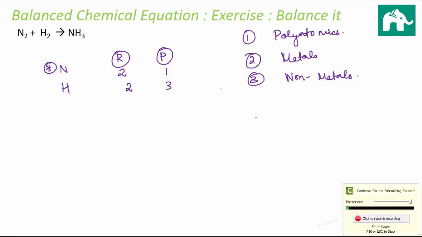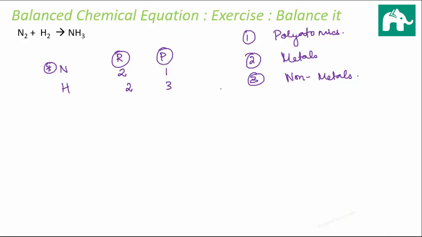So let's start balancing. In order to balance this, we need to multiply by 2 on the product side. So here we multiply by 2. But the moment we do that, we are also altering the number of hydrogen atoms on the product side. So now the number of hydrogen atoms on the product side became 6. So now in order to balance hydrogen, we need to multiply by 3 on the reactant side. So here we multiply by 3, and this one is a balanced chemical equation.